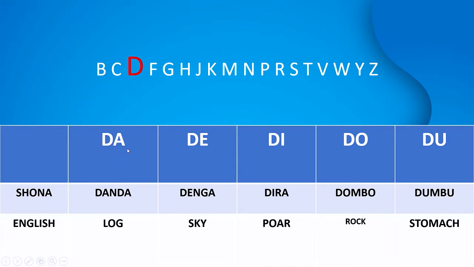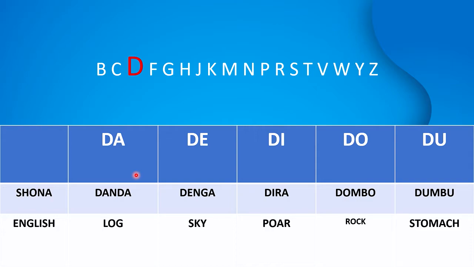So when you combine letter D with the vowel A, it's da. When you combine it with E, it's de. When you combine it with I, it's di. When you combine it with O, it's do. When you combine it with U, it's du. Okay, so let me give you the example words so that we can actually properly learn the pronunciation using an actual word.